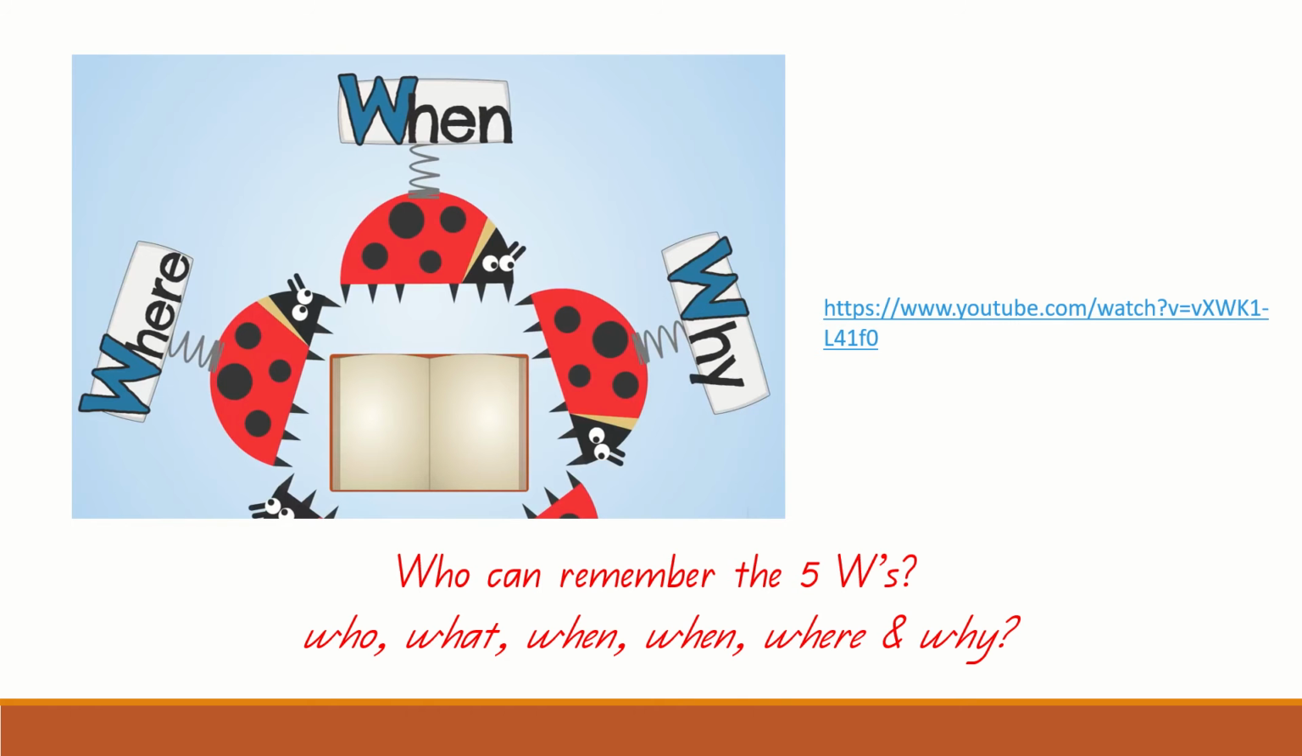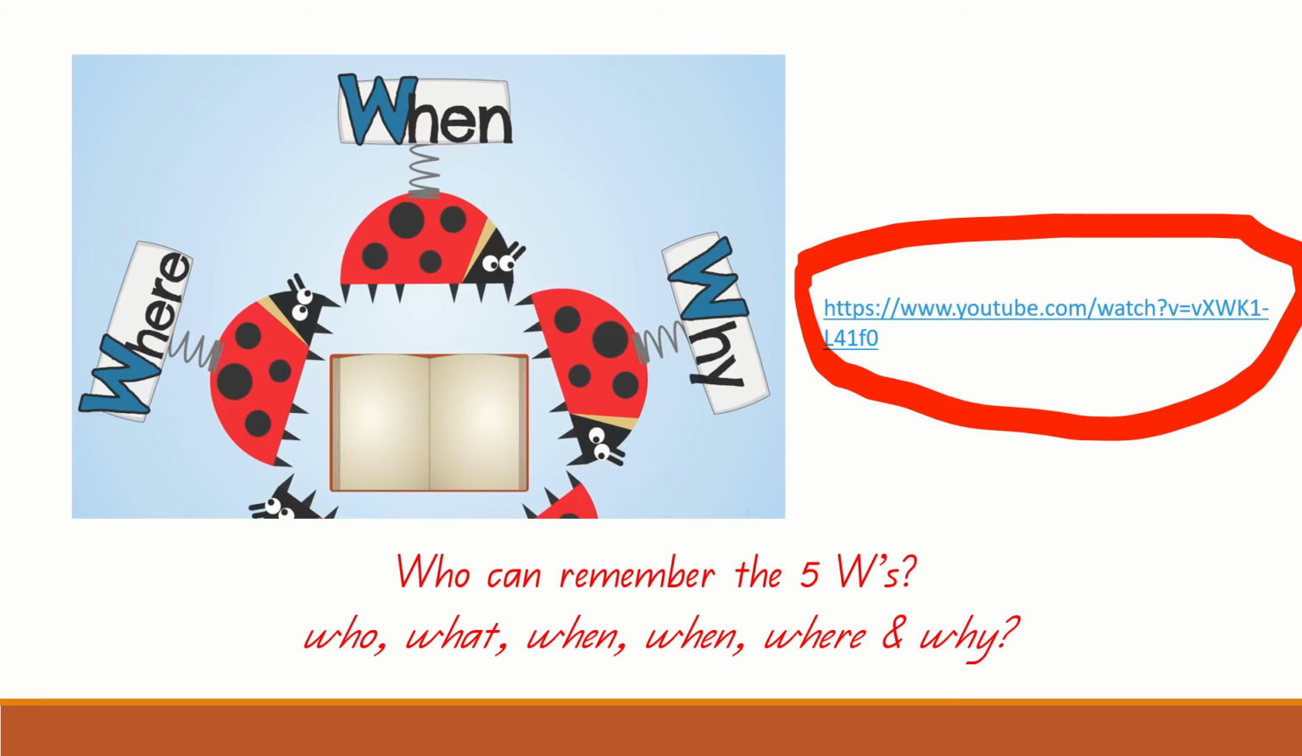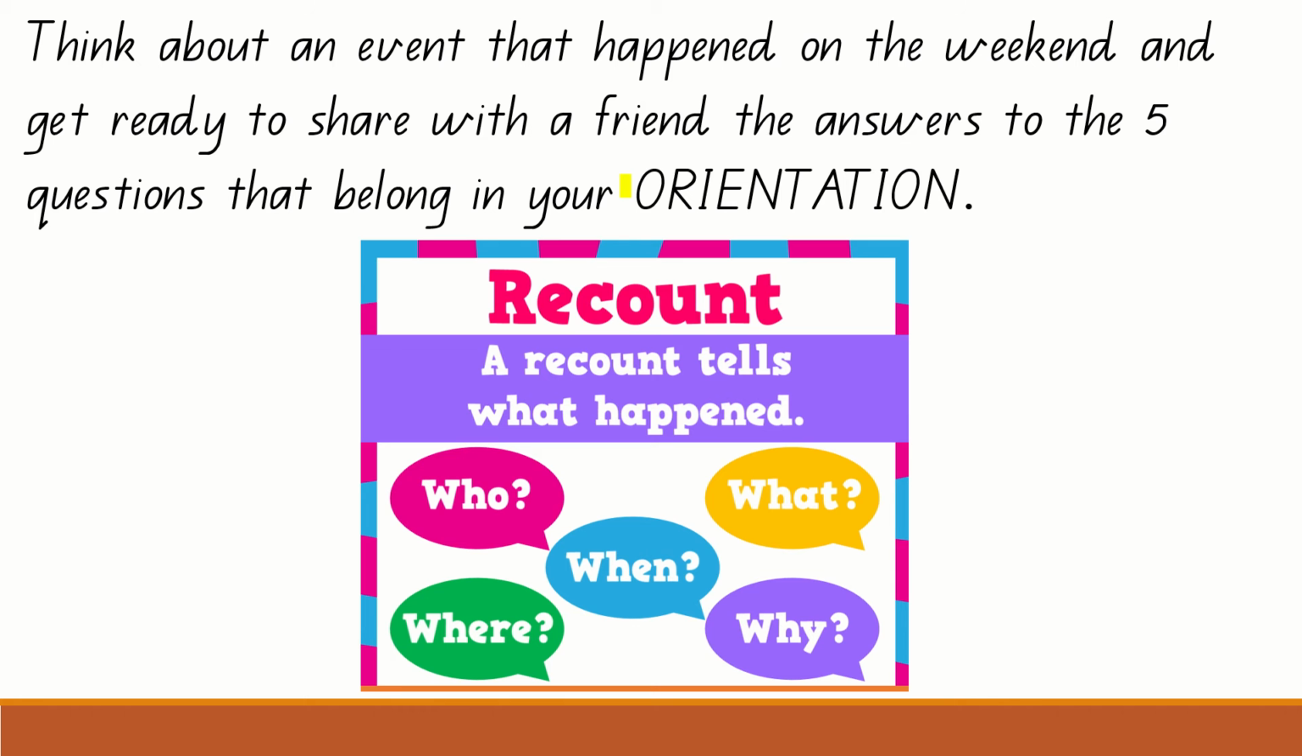Another thing I'd like you to do as part of your homework is to watch this link. That's the 5W song. So remembering the 5 W's, so who, what, when, where, and why, and they have to be included in every piece of your recount writing. All right. Another thing I want you to think about and start jotting down in your home workbooks is think about an event that happened on the weekend and get ready to share with a friend the answers to the 5 questions that belong in your orientation.